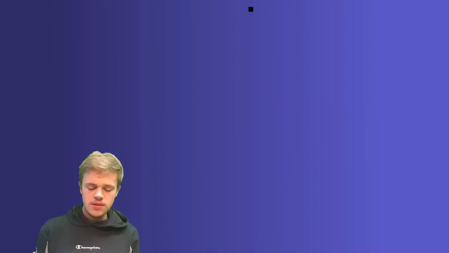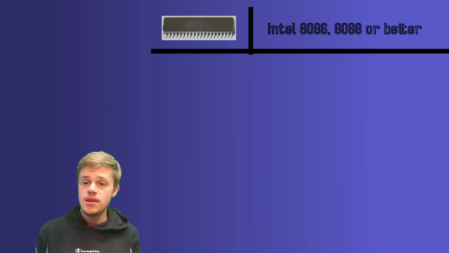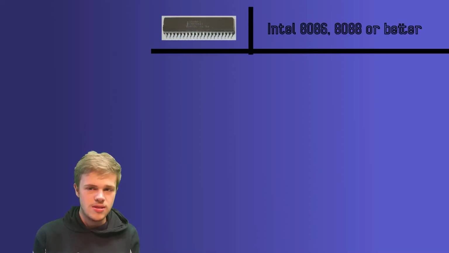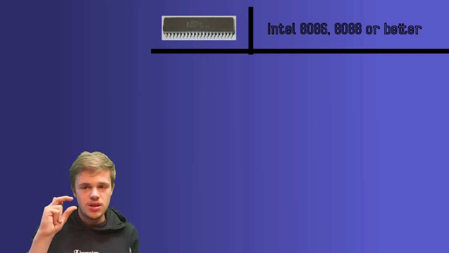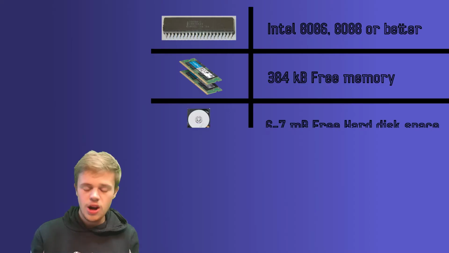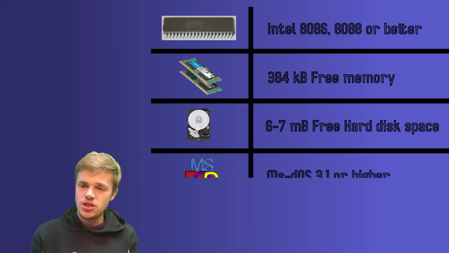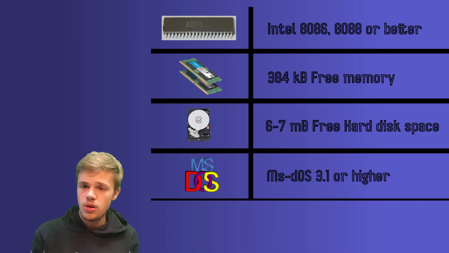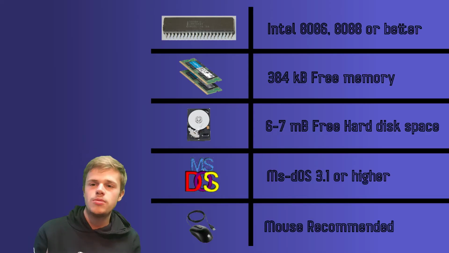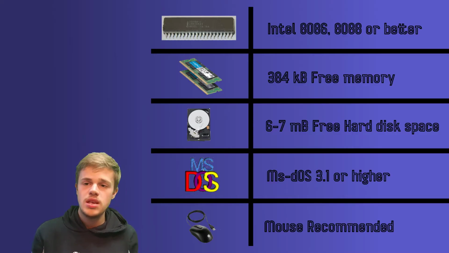Your computer needs system requirements to run Windows 3: an Intel processor of 8086 or 8088 or higher. The operating system needs a memory of 384 kilobytes, a hard disk of 6 to 7 megabytes, and MS-DOS 3.1 or higher. A mouse is recommended because you have to click on applications, and that is really easy to use.